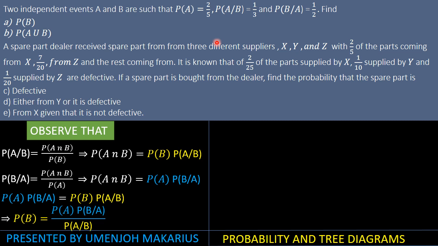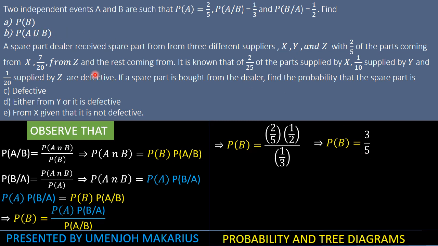Then the probability of B given A is 1/2. Then the probability of A given B is 1/3. Great. So if we plug in everything, we are simply going to have the probability of B equals 2/5 into 1/2, all that divided by 1/3. If you simplify, we are going to have the probability of B to be 3/5. Great. So friends, that's the answer for the first part.